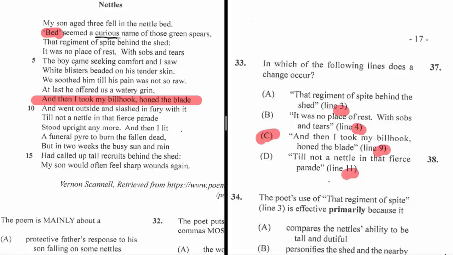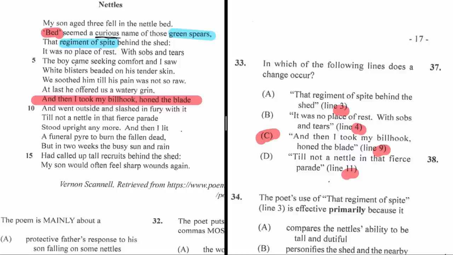Because the father is already describing the bed in a negative way, the nettles in a negative way. You see here, green spears. So regiment of spite isn't changing anything. Nothing is being introduced into the poem here. B purports, it was no place of rest.